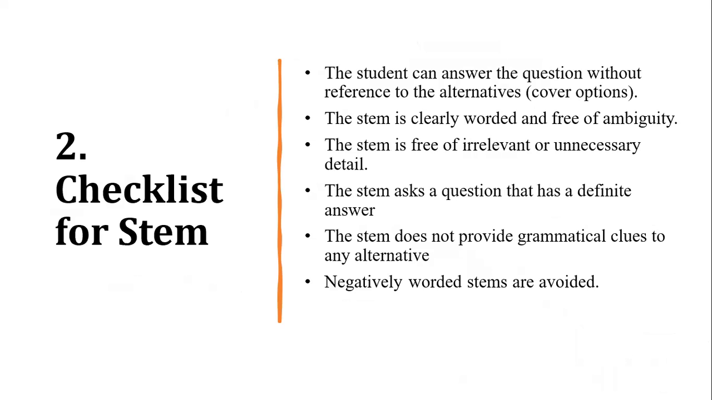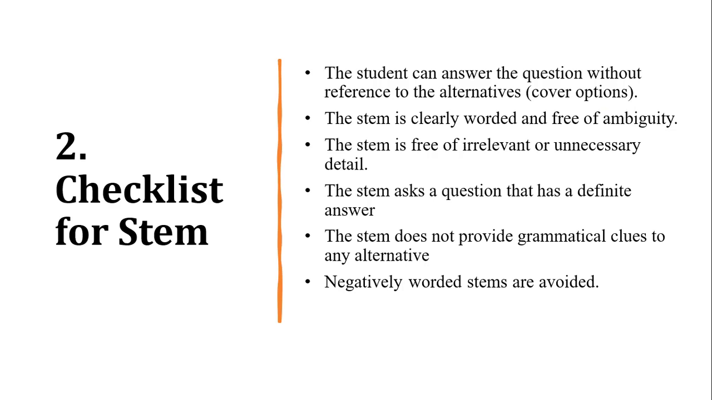Then the checklist for the stem. Be careful. The student can answer the question without reference to the alternatives. That's to say, if you ask a question and the student covers the alternatives, he can answer this question without seeing the alternatives. Then the stem is clearly worded and free of ambiguity. Try to avoid jargon, try to avoid inconvenient or strange words.